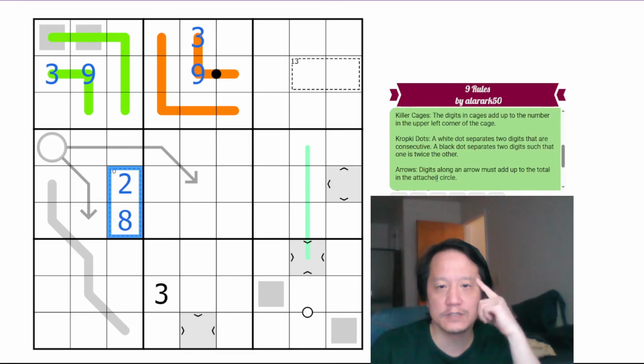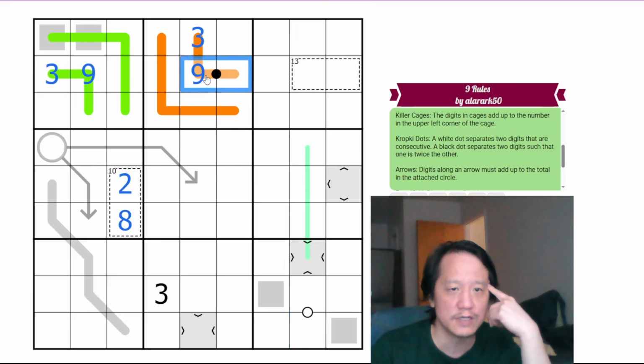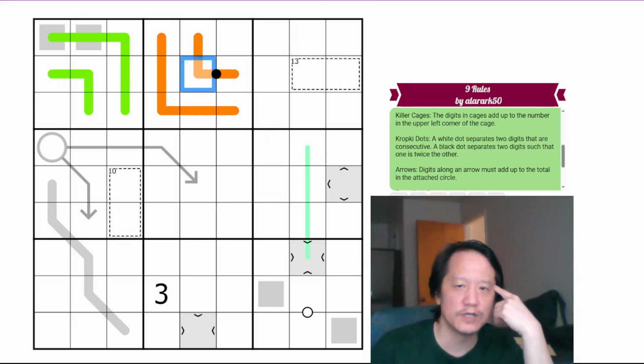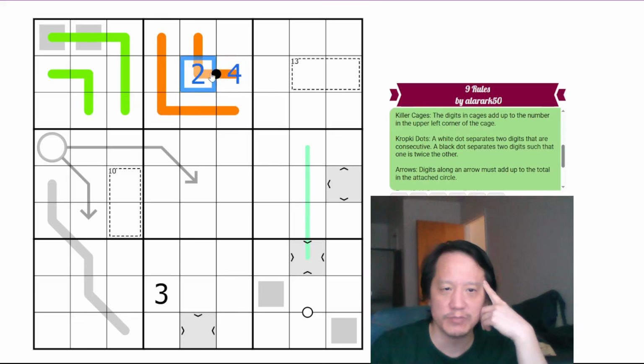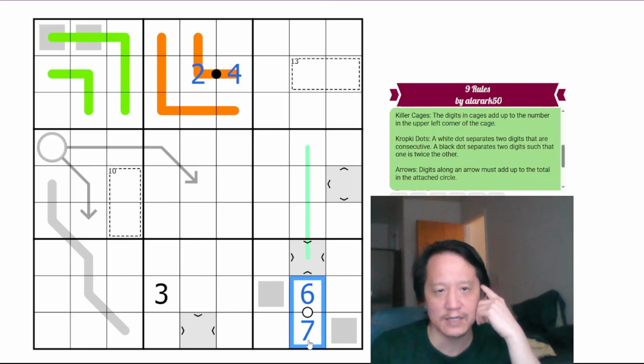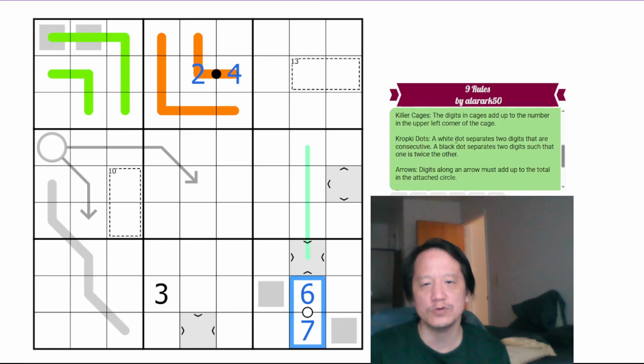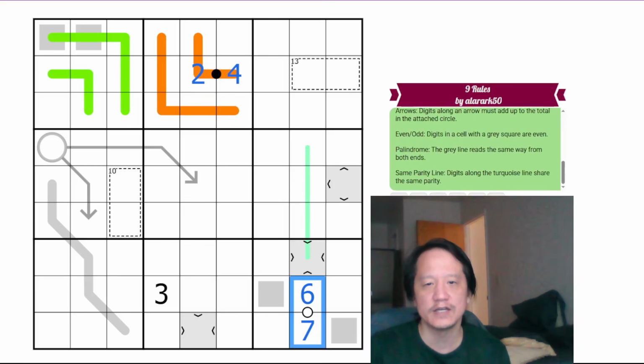We have Kropke dots, where a white dot separates 2 digits that are consecutive, and a black dot separates 2 digits such that one is twice the other. So, for example, if this were a 2 here, this would have to be 1 or 4 to maintain a 1 to 2 ratio between them, because there is a black dot between them. If this were a 6, this would have to be a 5 or 7, because these digits must be consecutive, because there's a white dot between them. So I'm guessing that this is probably rule number 5. 6, 7, 8, 9. Yep. Okay, so we have 5.